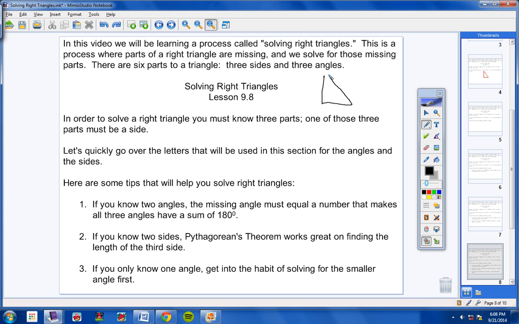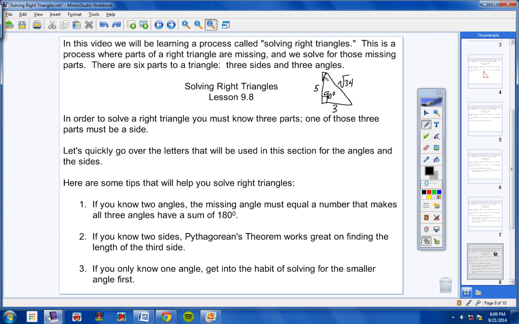Watch. Look, if I'm telling you now I have a right angle here that's 90 degrees, and I have a length here of 3 and a length here of 5. Of course, we would quickly use Pythagorean's theorem to find the third side, and we would get 9 plus 25, you get the square root of 34. That's fine. But then look at tip 3. If you only know one angle, which we do, we only know the 90 degrees, get into the habit of solving for the smaller angle first.